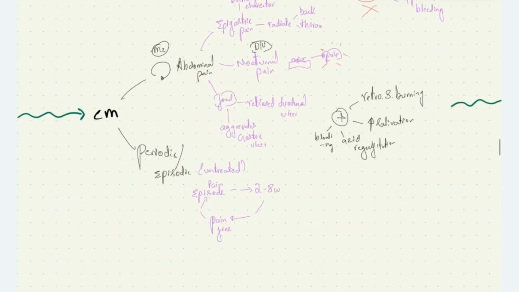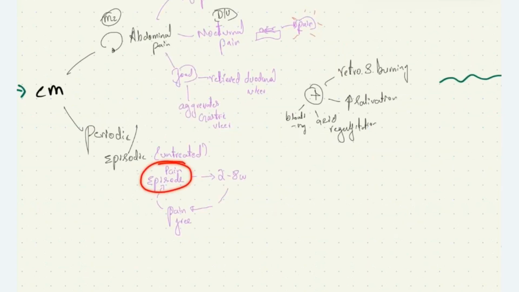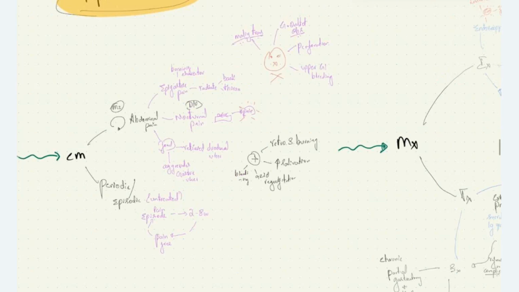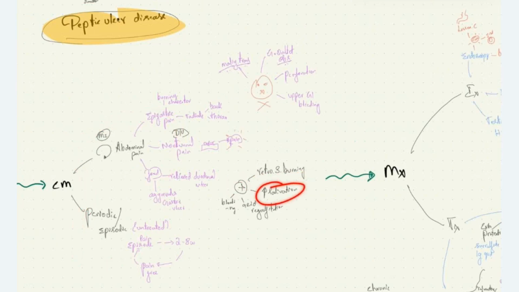And also, the pain is periodic or episodic. What's the meaning? If the patient is untreated, the patient will have an episode of pain for 2 to 8 weeks. Following that, he will be symptom free, eating all chili, chocolate, alcohol, and smoking. After that, he will again have a relapse, again have an episode of pain. This is called periodic or episodic pain. Along with pain, some patients complain of retrosternal burning sensation, increased salivation, acid regurgitation into the throat or mouth, and also some patients complain of bloating.